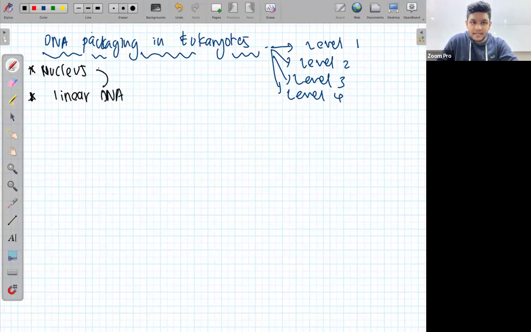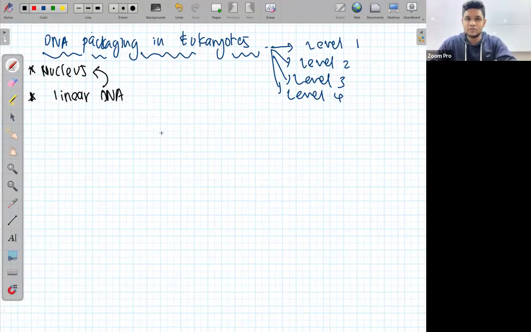Linear DNA is present in the nucleus, right? Now you should not come to the conclusion that eukaryotes have only linear DNA and prokaryotes have only circular DNA. Prokaryotes have only circular DNA, that's right, but eukaryotes have both linear and circular DNA. You should remember that, right?